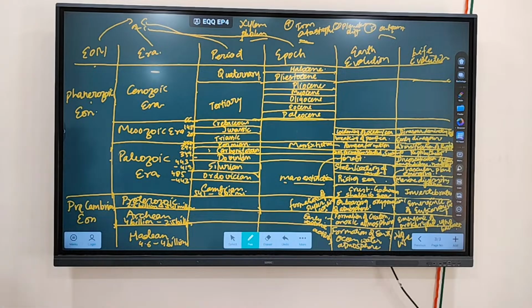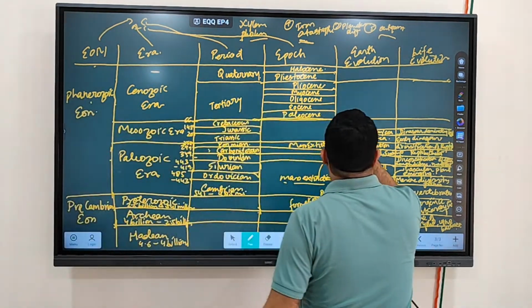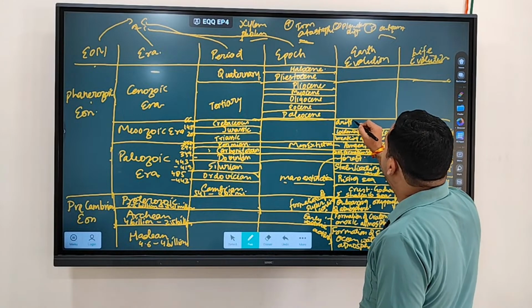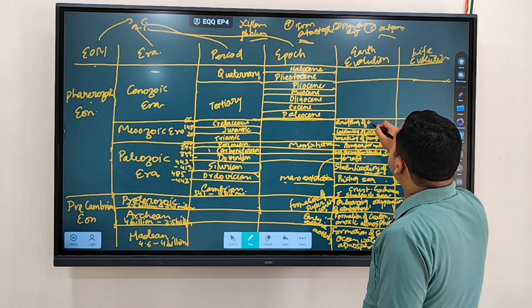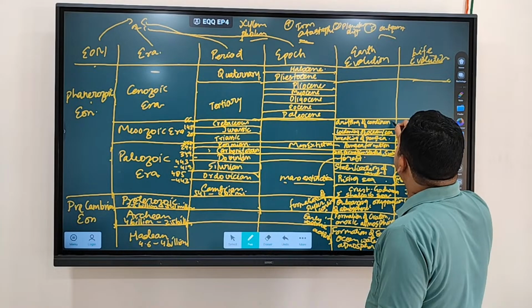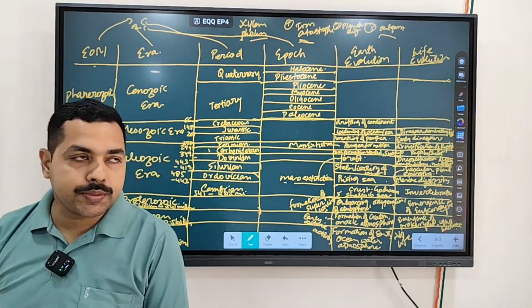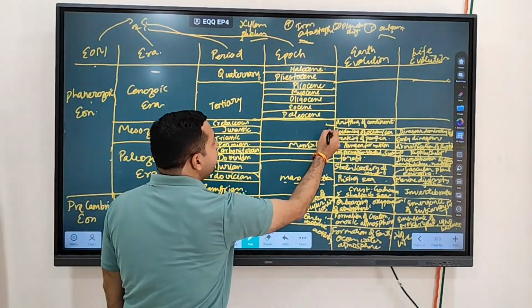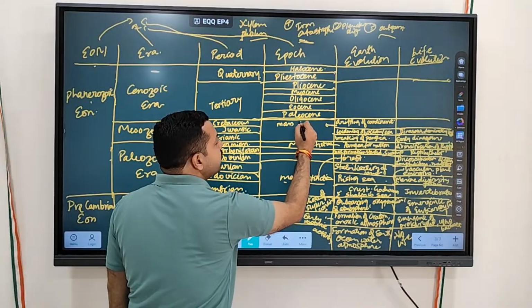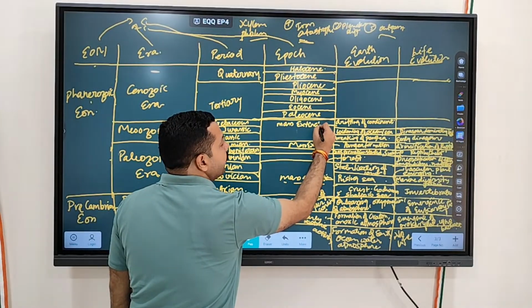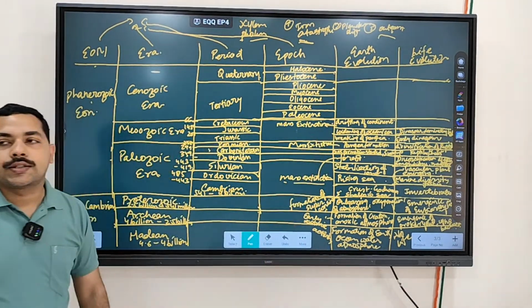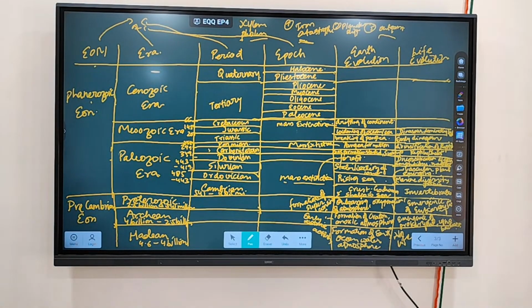Now in the Cretaceous period, drifting of continents started. Drifting of continents is starting in this particular period, and at the end of the Cretaceous we'll also see another mass extinction. You'll see meteorites coming and hitting, so this is going to lead to another mass extinction. Fine.